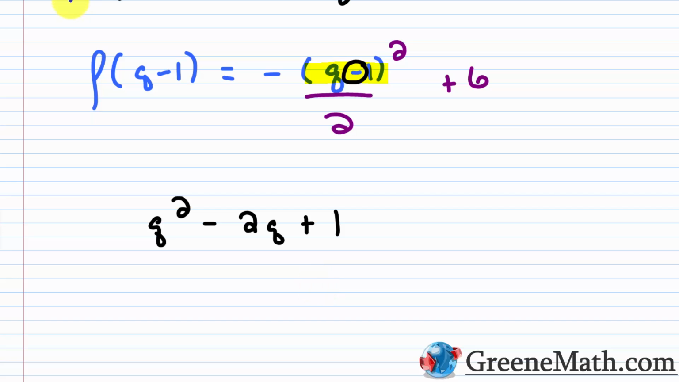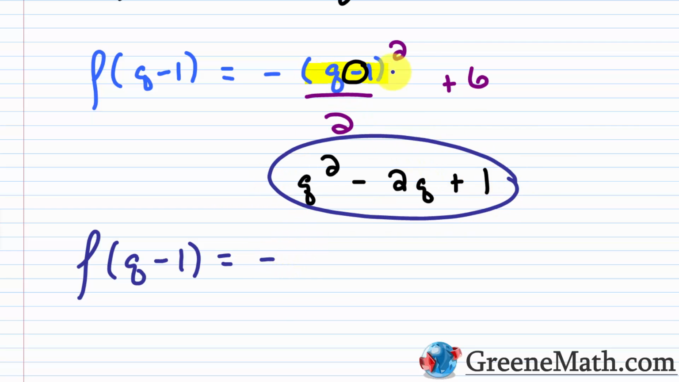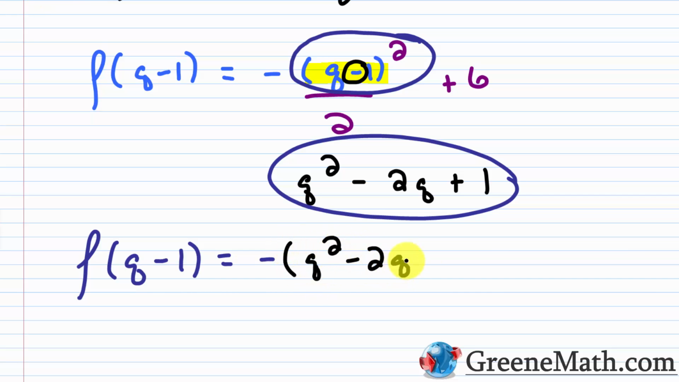So you have to make sure here that you pay close attention to what you have. Let me slide this out of the way for a second. We have f of q minus 1 is equal to the negative of this guy. This is what's going to be replacing this right here. But you have to make sure you take the negative of it. It's very important that you don't make a sign mistake. So the negative is outside of the parentheses, and then you have q squared minus 2q plus 1 inside the parentheses. This is all over 2. And then we have plus 6 over here.